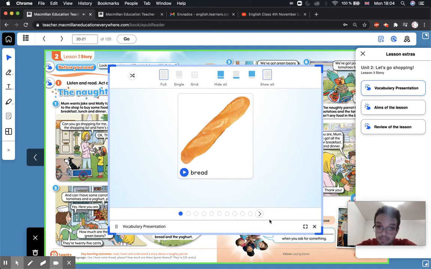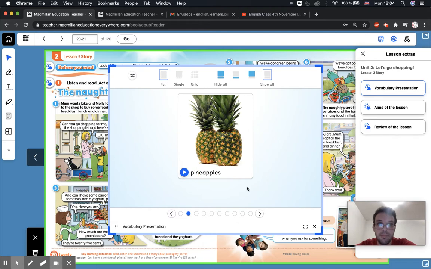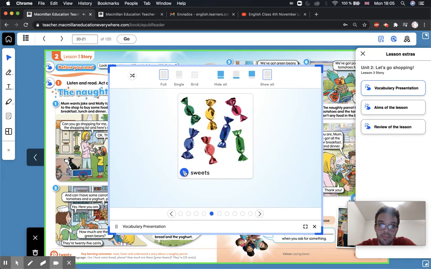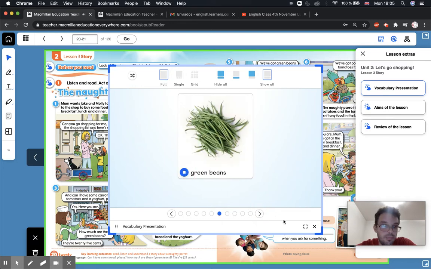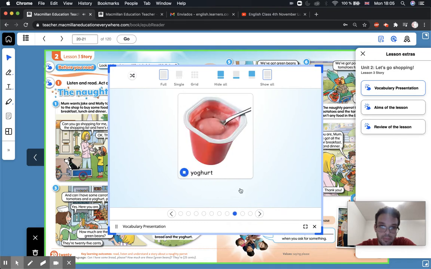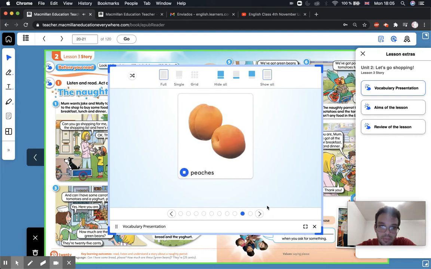Bread. Pineapples. Carrots. Potatoes. Sweets. Green beans. Tomatoes. Yogurt. Peaches. Lemons. Okay, very good. Do you remember?